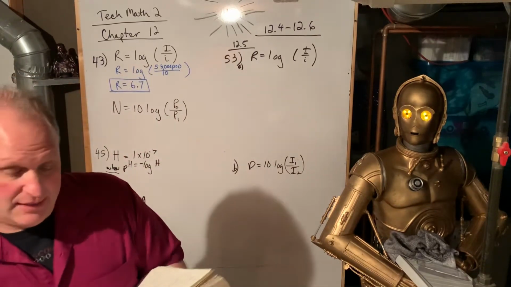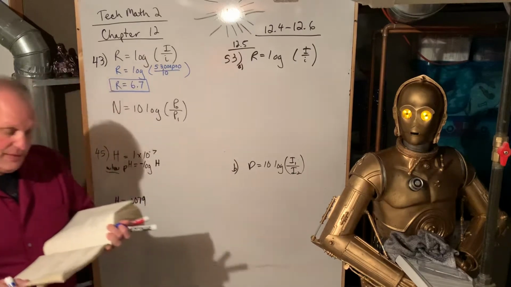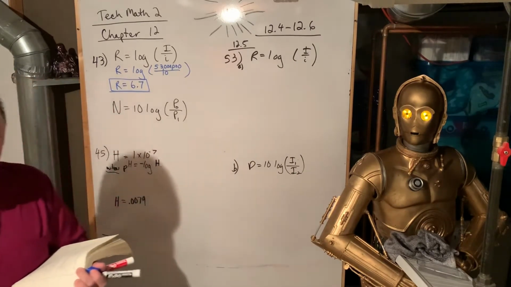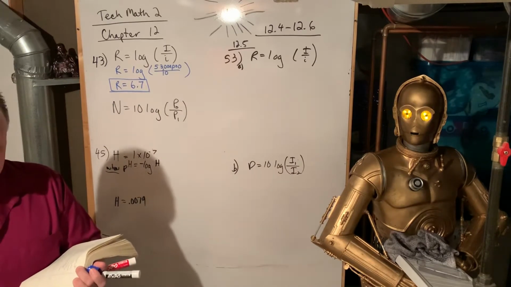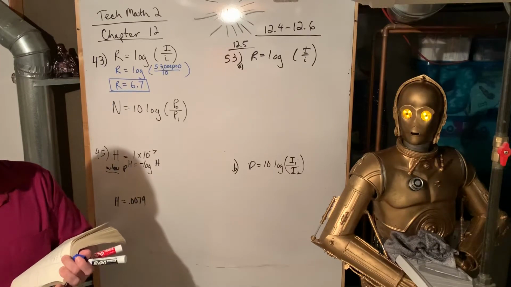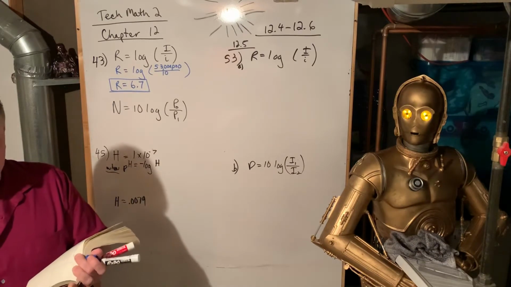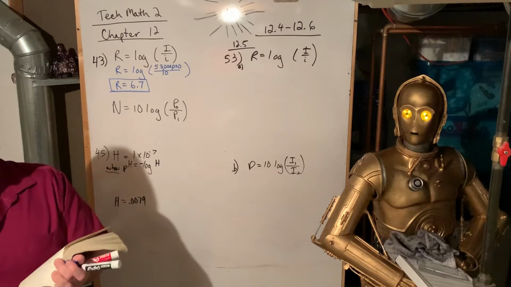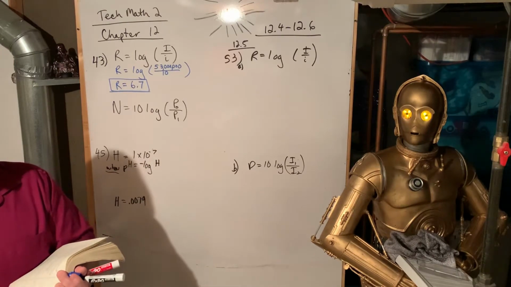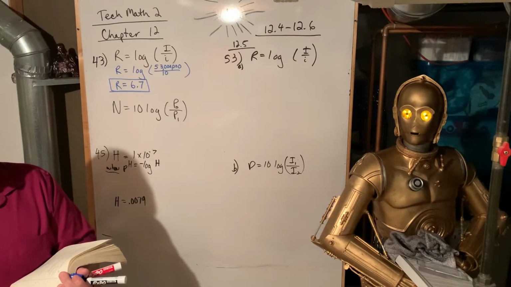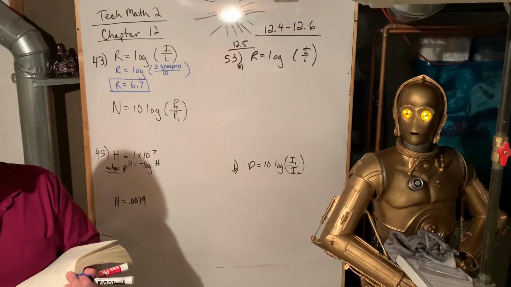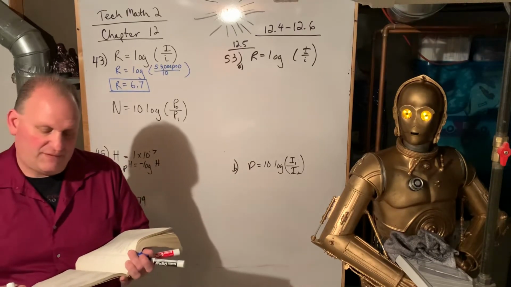In an electromagnetic amplifier, power gain N in decibels, input P sub 1, output P sub O, are related by the formula below. Okay, so find N, find the decibels. If we've got P sub I, the input, is 0.0005, and P sub O, the output, is 15 watts.